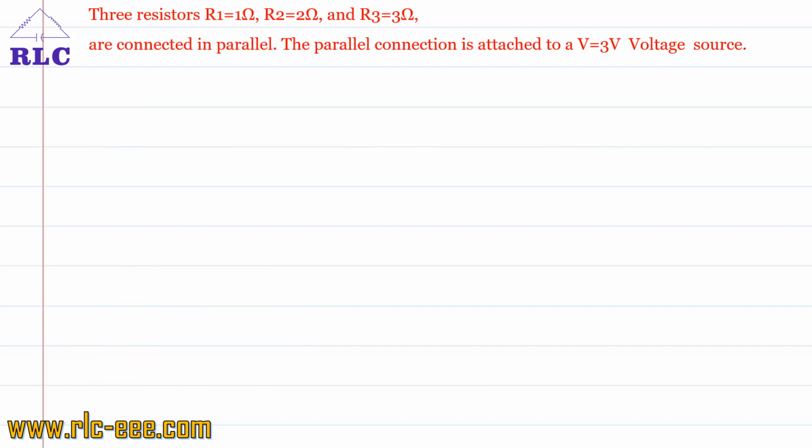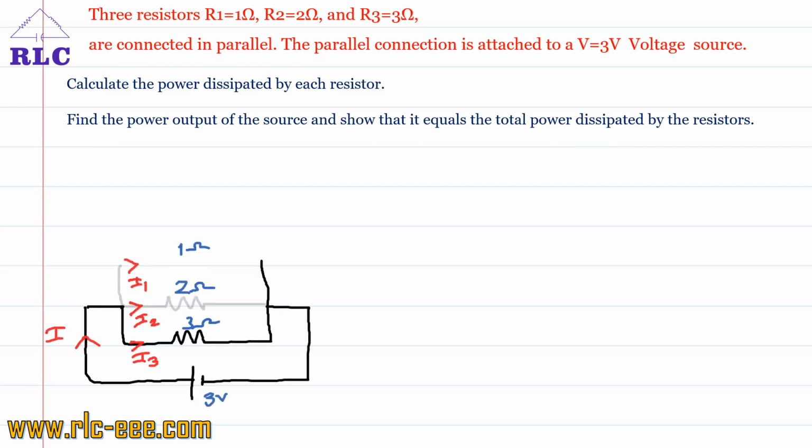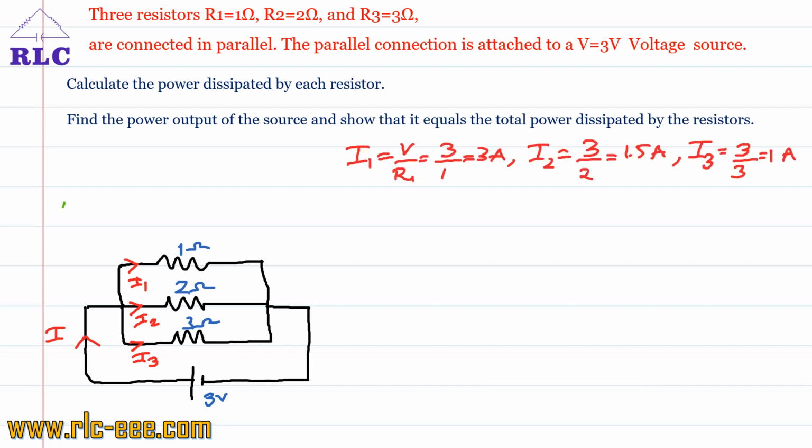Okay, for the same question, we need to find the power dissipated by each resistor. Then find the power output of the source and show that it is equal to the total power dissipated by the resistors. First one, power dissipated by each resistor means what? It means you need to find the power in each branch, that is P1, P2, P3. Before that, we already found the I values, correct? That is I1, I2, I3 we have found.